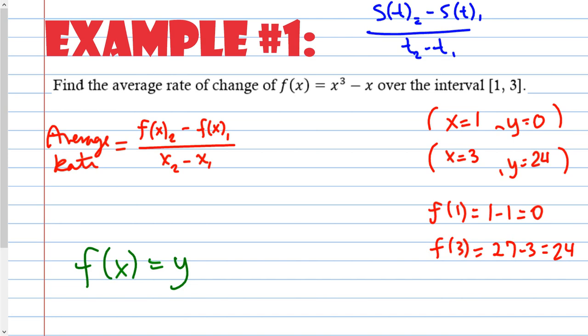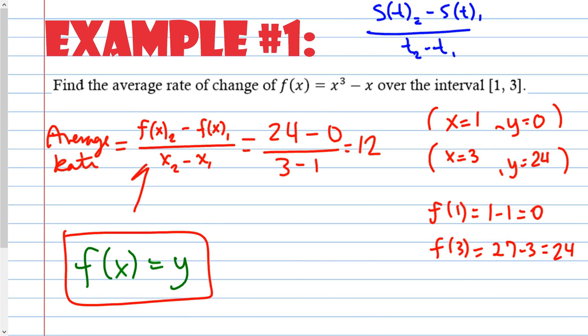Okay, so let's see. 24 minus 0 over 3 minus 1. So we get 24 over 2, which is 12 units. Whatever, because we don't have any units here. But there you go. There's your average rate of change. Okay, now keep this format in mind. Get out of the y2 minus y1 over x2 minus x1 habit. Let's start looking at f of x.